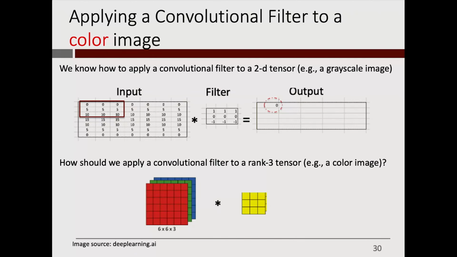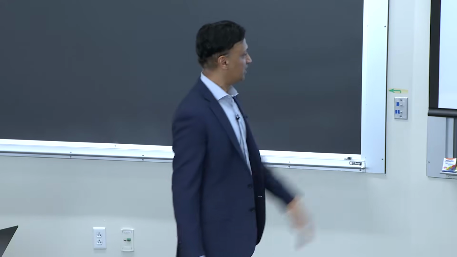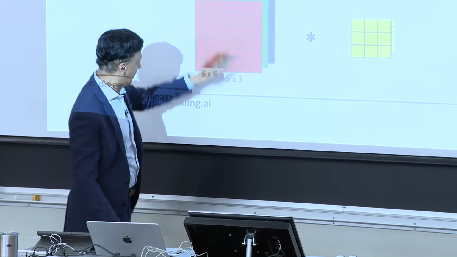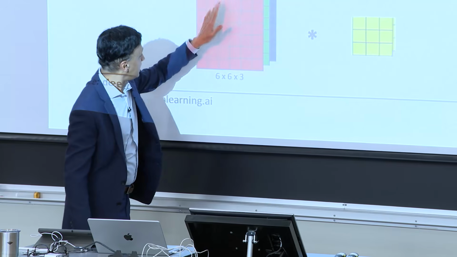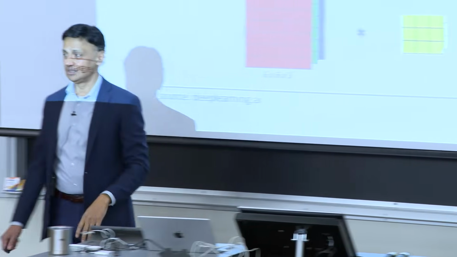And you want to apply this 3 by 3 filter, just like before, to this thing. You want to apply the convolution operation. How is that going to work? Do we just apply this to each? We first apply it to the red, then we apply it to the green, then we apply it to the blue. Should we do that? Or is there a problem with that approach? Yeah?